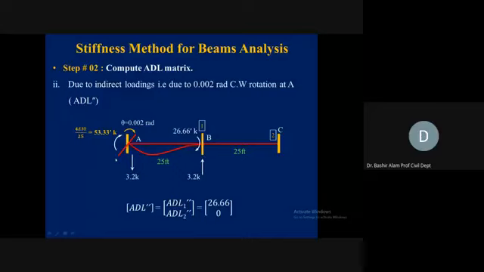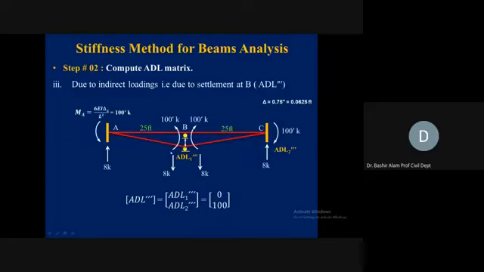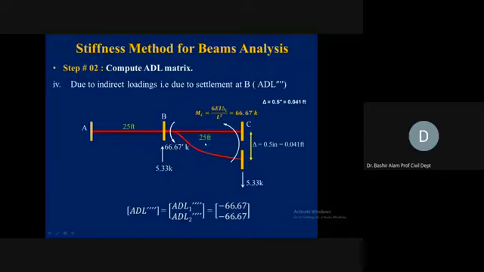Then due to this rotation, we have ADL1 double prime, so we have here minus 3.2. So minus 3.2 I put. Then from this settlement at B, we have an effect of plus 8. So plus 8 I'm putting. And then settlement at C, we have 0 from here, vertical reaction 8. So plus 0. If you add them up, exactly 24.24 we are having.